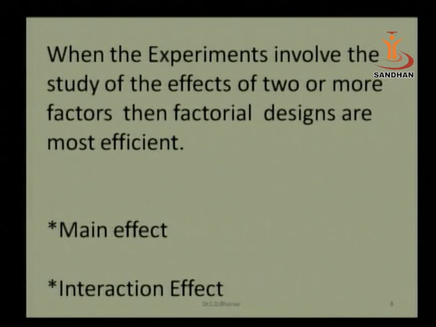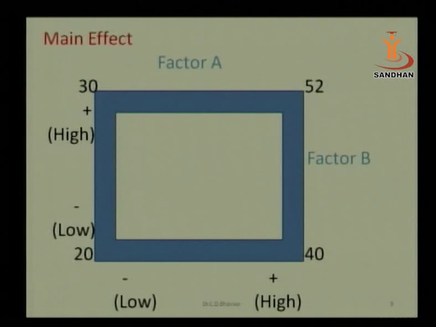Dr. Parvinder said about when the factorial design is introduced, three factors are there, and then we have the different effects. In a factorial experiment, we have main effects and interaction effects. When the experiment involves the study of effects of two or more factors, then factorial designs are more efficient. We have two types of effects, main effect and interaction effect. Now here we see one example of how we can find the main effects.